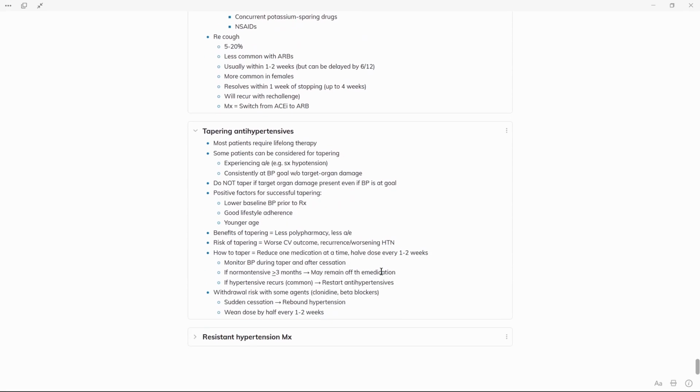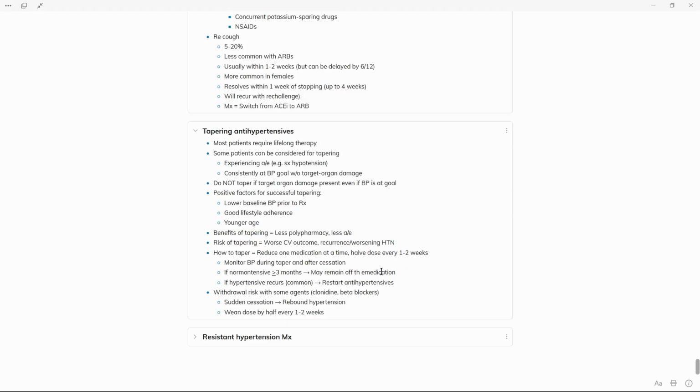So what about tapering antihypertensives? Most patients require lifelong therapy. Some patients can be considered for tapering, and these will be patients who experience adverse effects such as hypotension, or if they are consistently at blood pressure target without any target organ damage. We do not taper antihypertensives if the patient has target organ damage, even if the blood pressure is at goal, because then the blood pressure medications are usually not for blood pressure, although it's important to control their blood pressure, but more so for secondary prevention of cardiovascular disease.